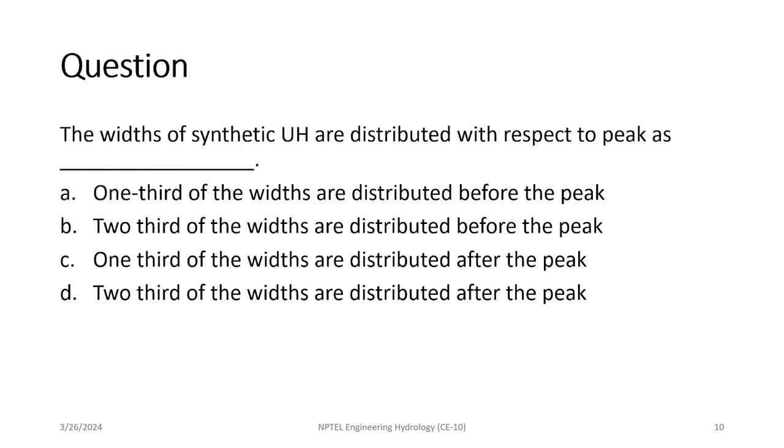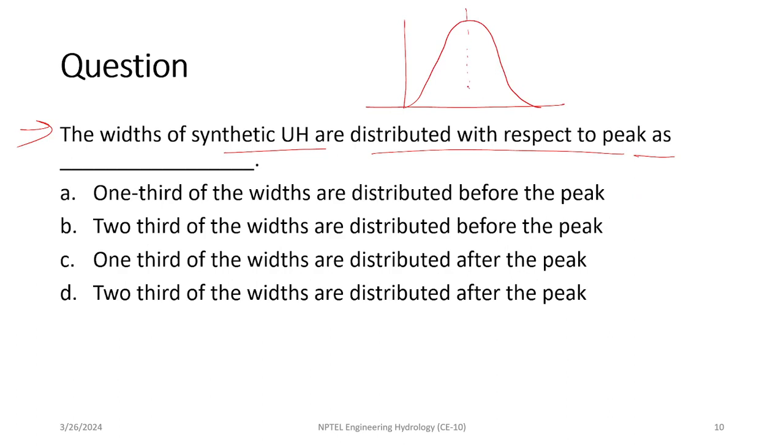Okay, moving to the next question. The widths of a synthetic unit hydrograph are distributed with respect to the peak as. If we are having a synthetic hydrograph like this, and I plot it assuming it as symmetric, there will be a certain kind of peak. So Q peak will be here. Now what is it asking? It is saying the width of the synthetic unit hydrograph. So this is a unit hydrograph.